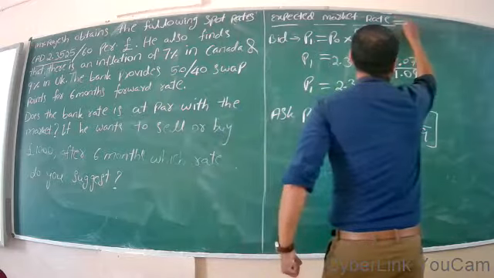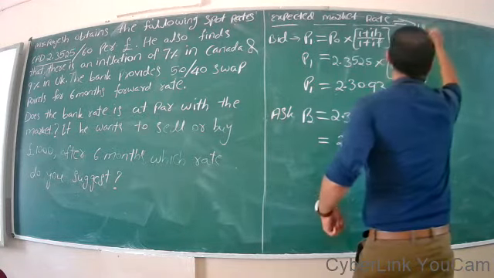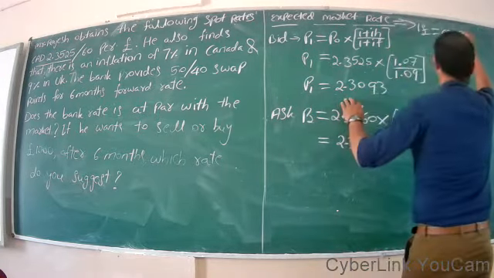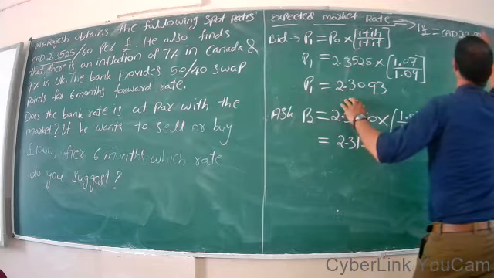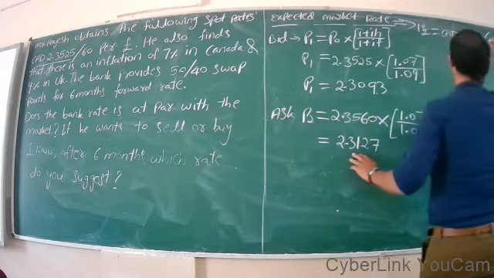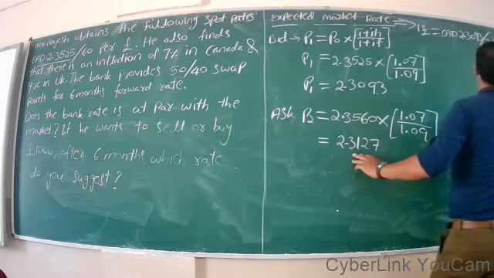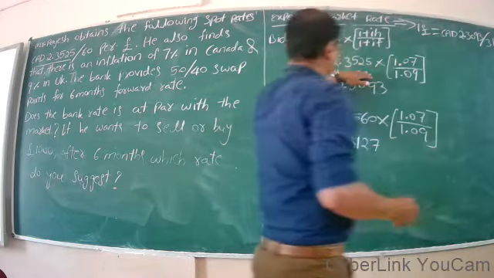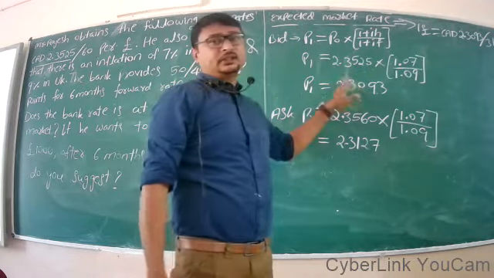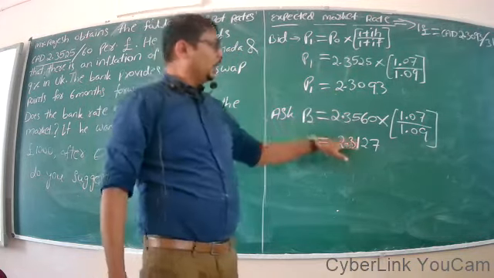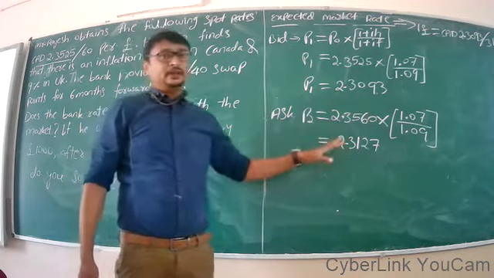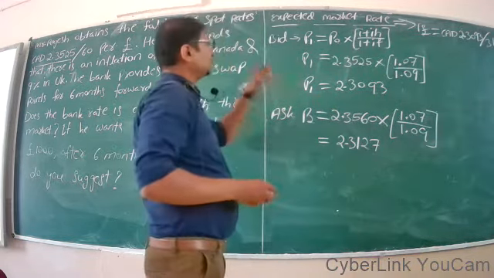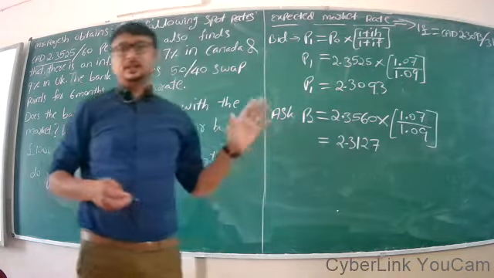So the expected market rate: 1 sterling pound is equal to Canadian dollar, the bid price 2.3093 oblique 2.3127. Hope you can see this. So the bid price is Canadian dollar 2.3093 per sterling pound and 2.3127 is the ask price per sterling pound. Fine. So this is the expected market rate if we consider the inflation rate in both countries.